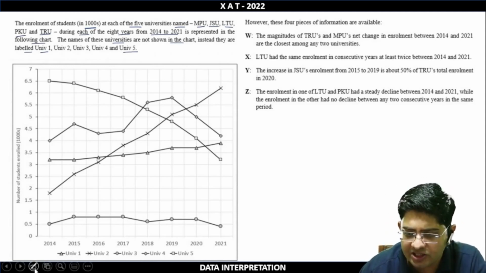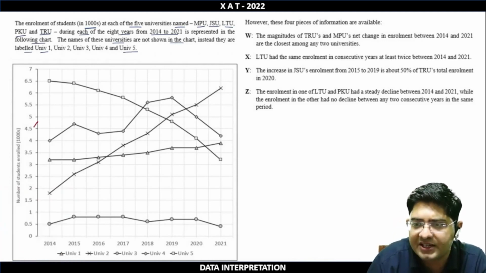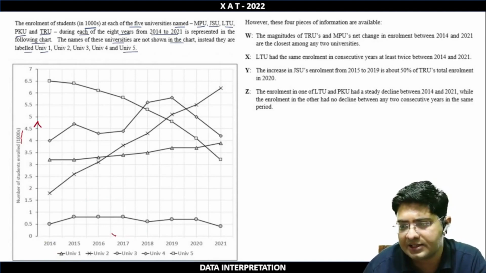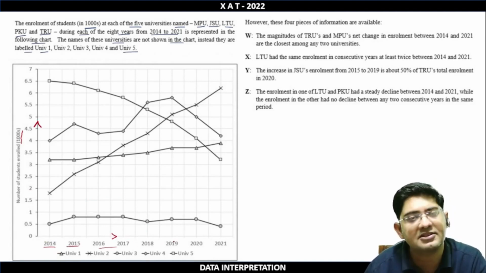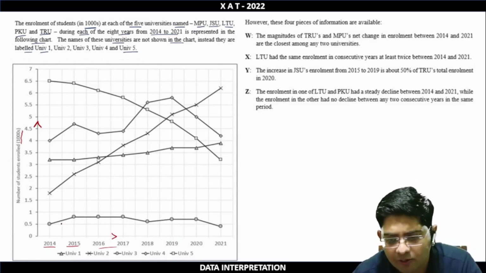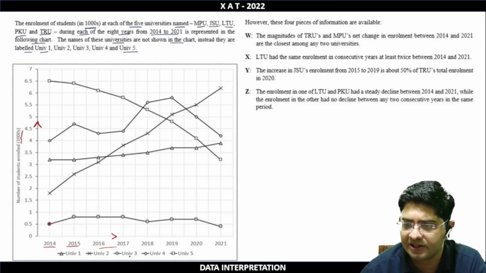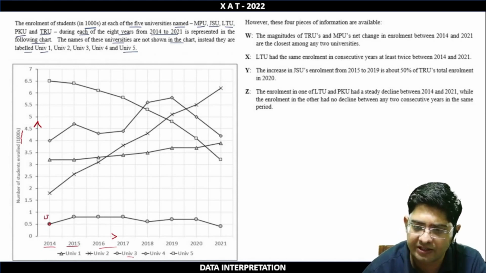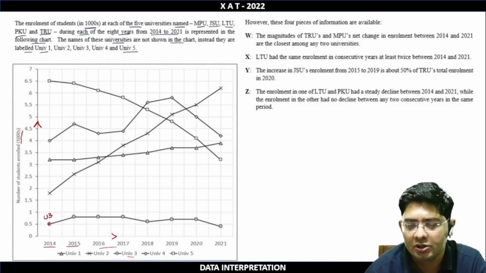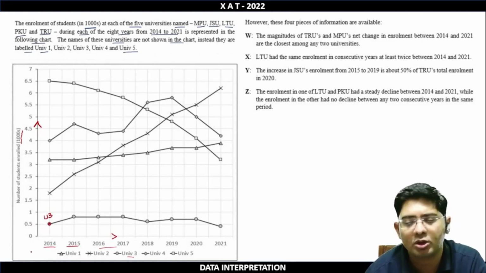So if I look at the chart properly, the y-axis is representing the enrollments in thousands, and the x-axis is representing years, the years in which enrollment took place. So for example, in 2014, this circle is represented by University 3. So if I take this as University 3, University 3 has enrollment of 500 students in 2014.